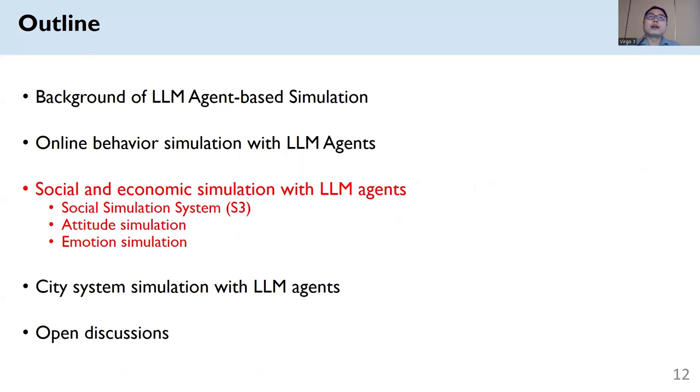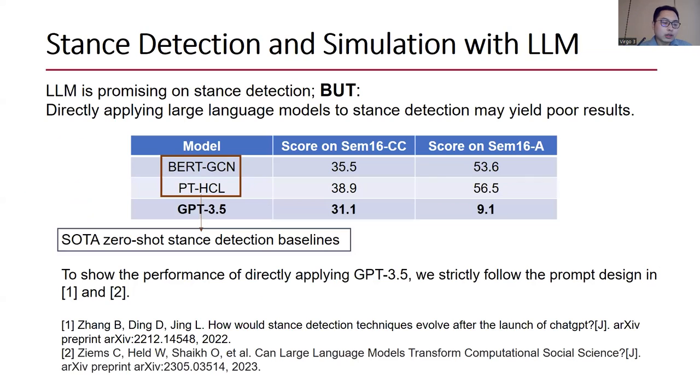Okay, so this is an introduction of our system. And furthermore, I want to introduce more about the simulation on the specific aspects, including the attitude, or known as stance, and emotion. Actually, LLM agents have shown some basic ability in stance detection, to think like a real human. You favor something in specific, or you are not in favor. So it is promising, but directly using the LLM agents to simulate or detect the stance may have poor performance.